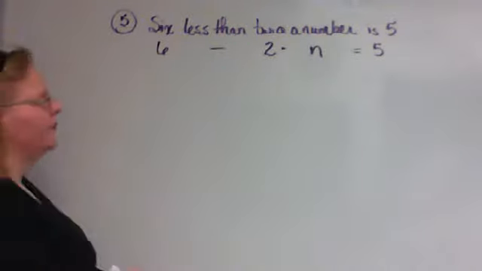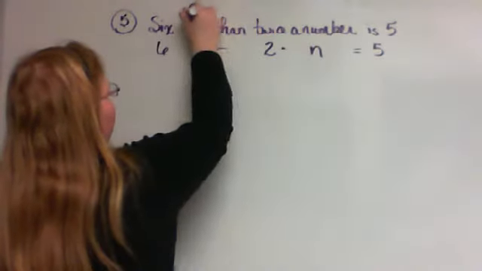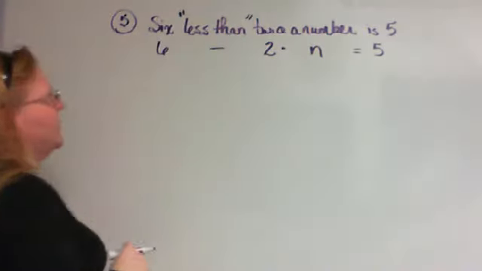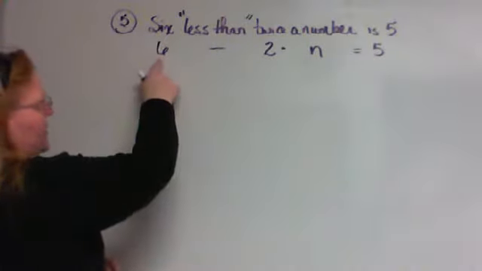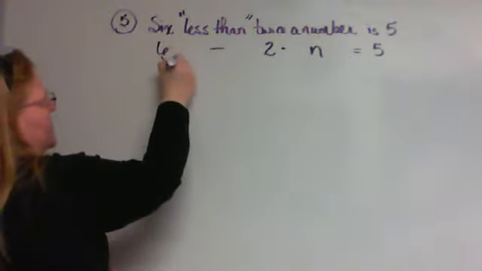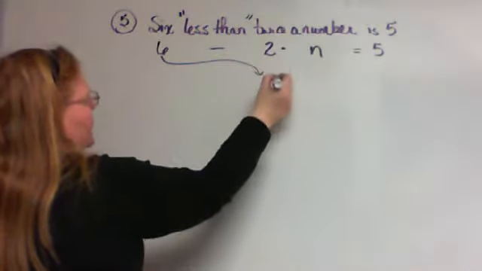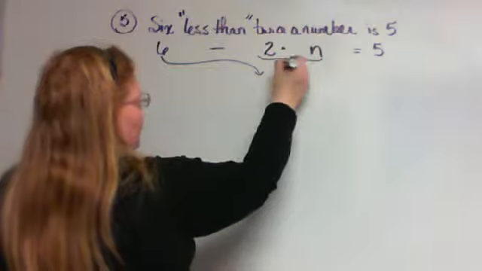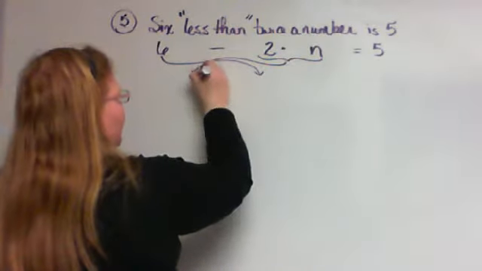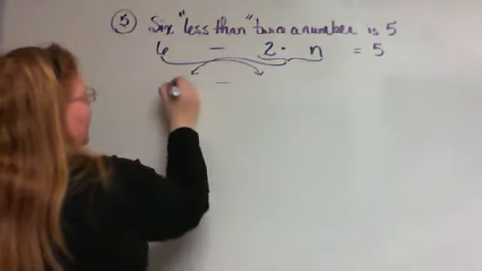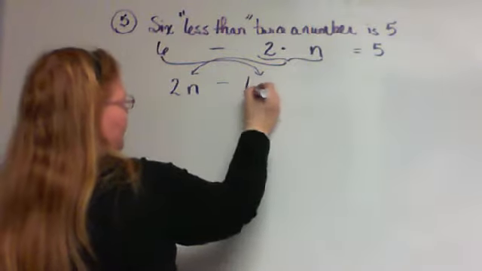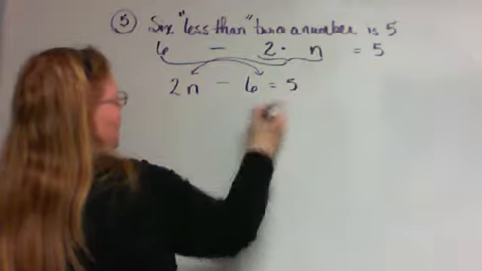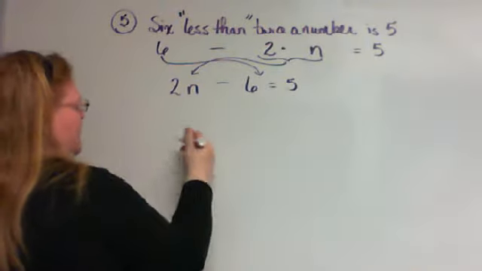There's a problem. We've got that special phrase in here, that less than. That less than means you're supposed to flip your information. So instead of the 6 being on this side of the minus sign, the 6 has to go on the other side. Instead of this stuff being on this side of the minus sign, it has to go on that side of the minus sign. So now I have 2 times n on this side and 6 on that side equals 5. Now I can squish stuff together.